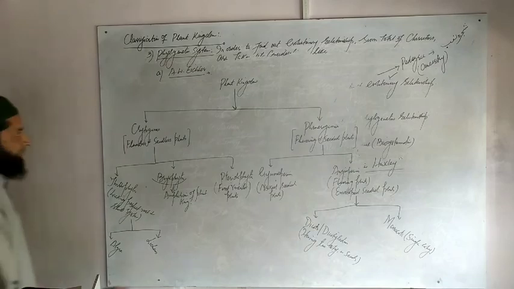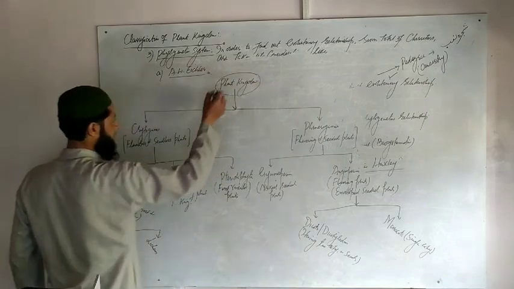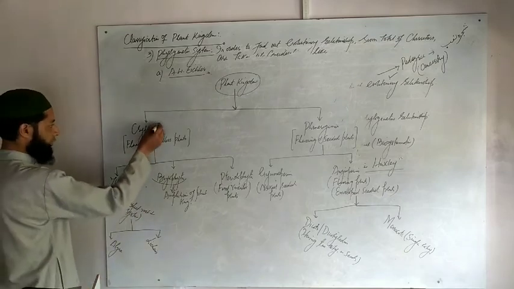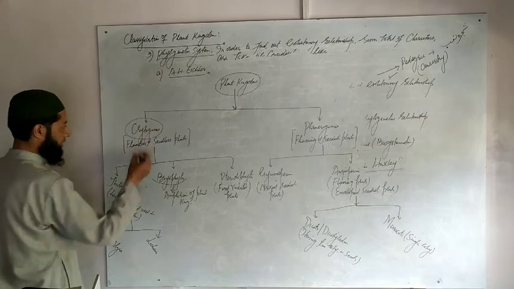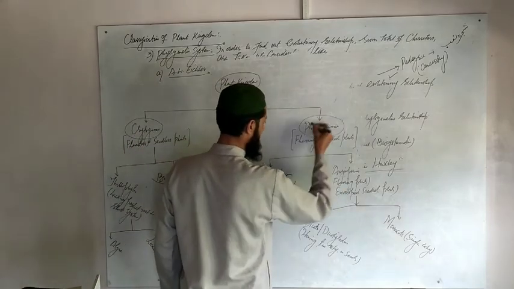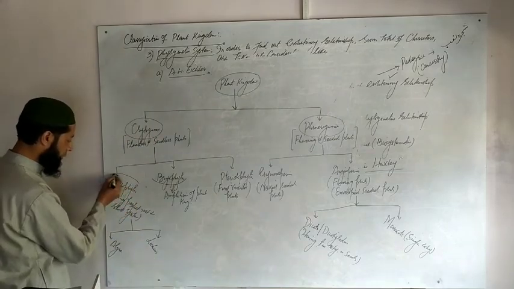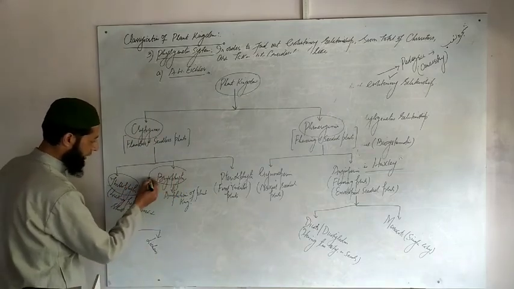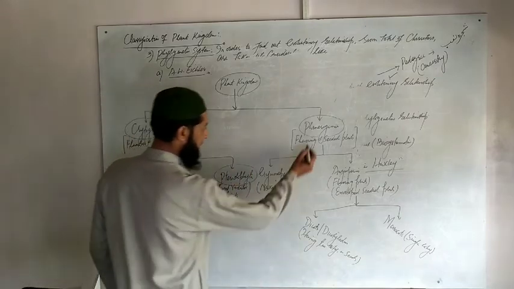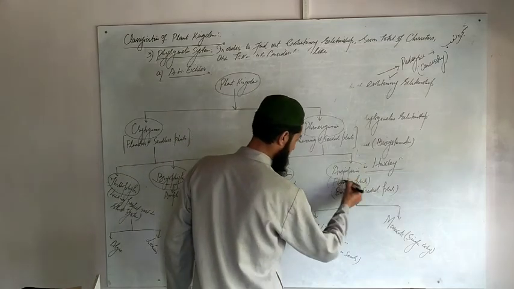This is the classification proposed by A.W. Eichler, wherein he divided the plant kingdom into two groups. First is cryptogamy, second is phanerogamy. Cryptogamy again divided into three types: thallophyta, bryophyta, and pteridophyta. Whereas phanerogamy is divided into two types: gymnosperm and angiosperm.